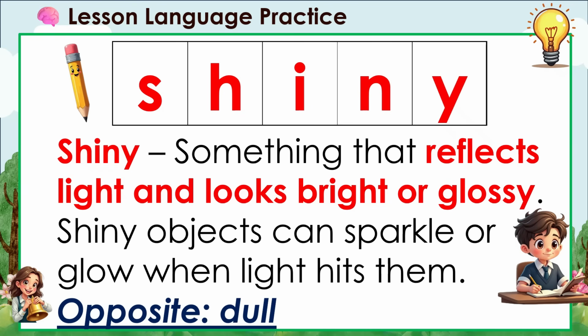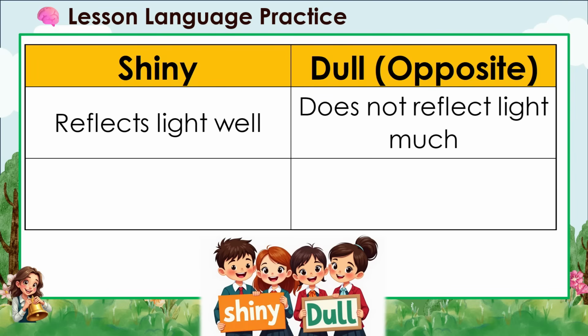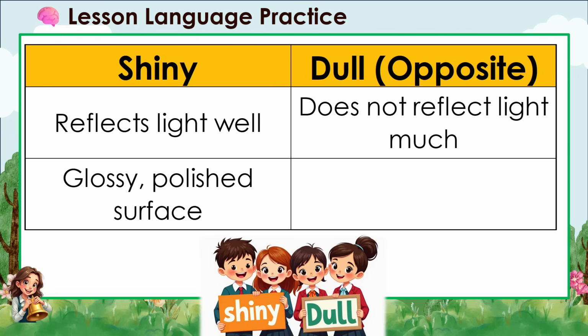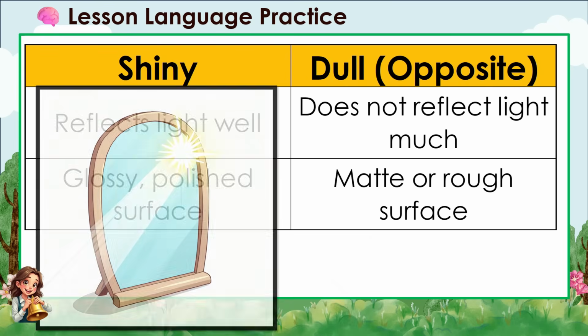Opposite of shiny is dull. Shiny reflects light well, while dull does not reflect light much. Shiny are glossy, polished surface, while dull have matte or rough surface.